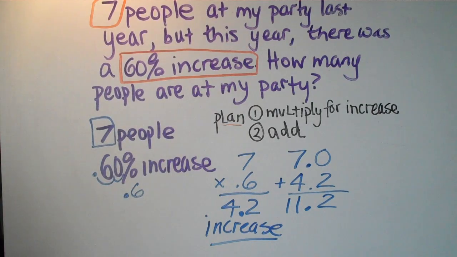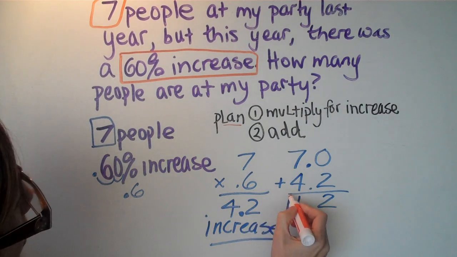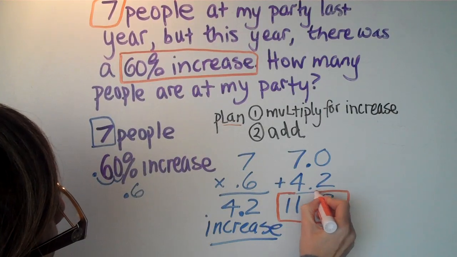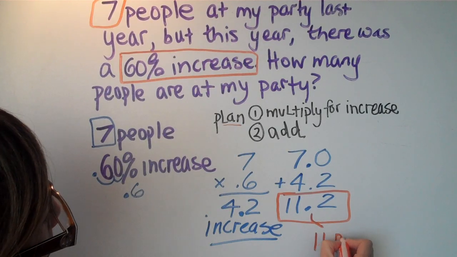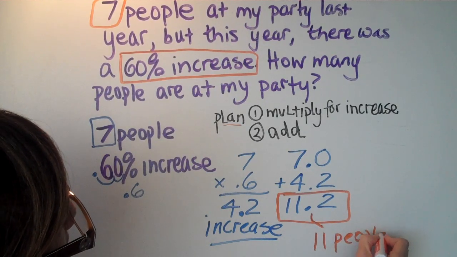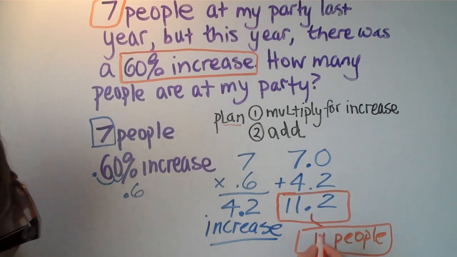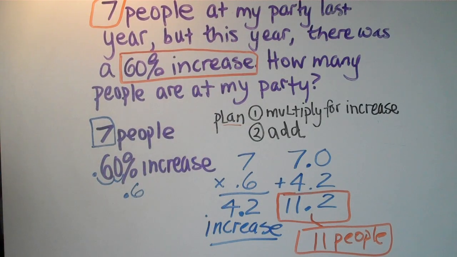And since we're talking about people, you would round this, right? So according to this, there were 11.2 people at my party, but again, we're going to round that, and we're going to say 11 people are at my party this year, okay? Which is a small party, so that's a little sad for me, but it was a small intimate group, so that's okay.